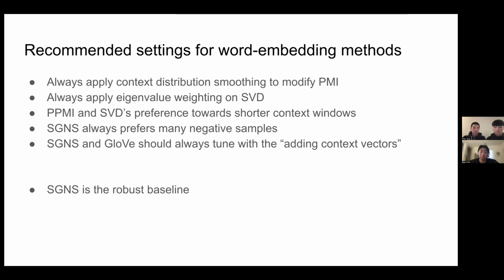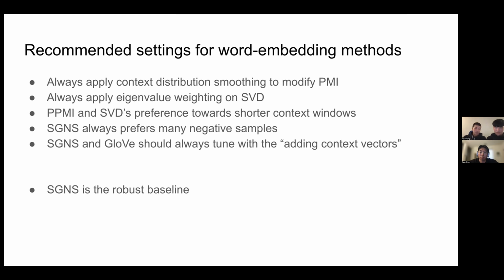Third, PPMI and SVD prefer a shorter context window, and in this case, it's a window size of 2 in these experiments. Then SGNS always prefers many negative samples. And then SGNS and GLOVE should always be tuned with the adding context vectors variant. It is worthwhile to experiment with the variant since it's cheap to apply and it can result in substantial gains.